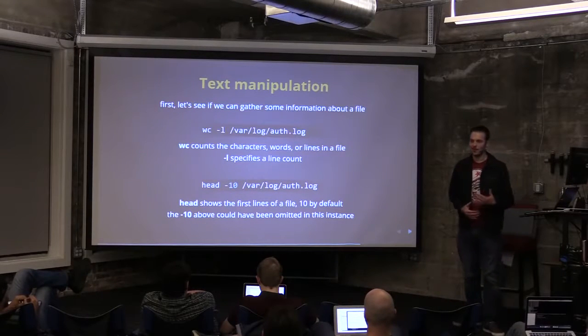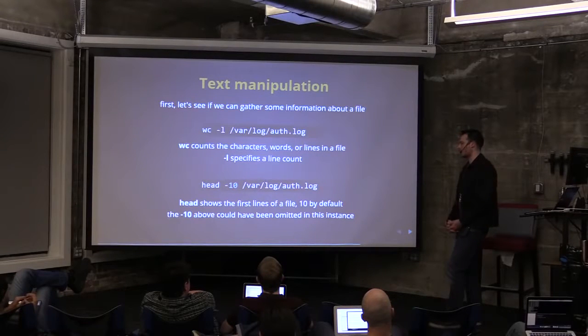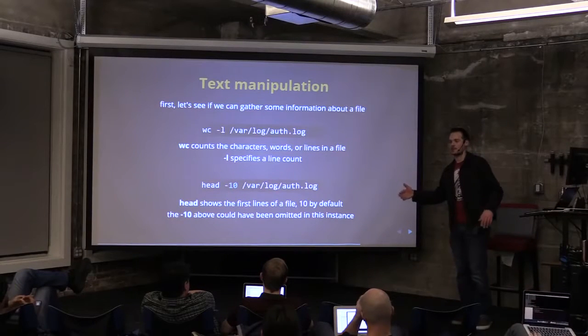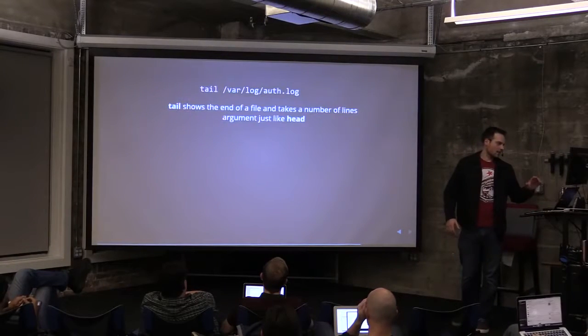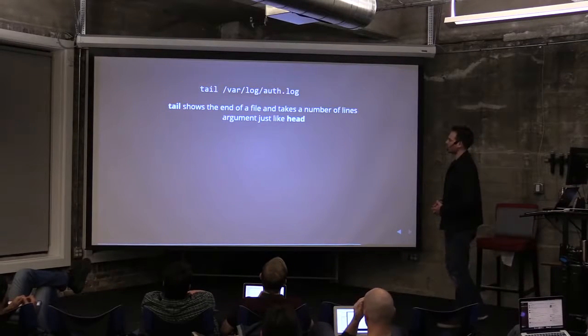Head shows you the very beginning of a file. So if you want to know what the first 10 things were in that log, you actually don't have to type head -10 because 10 is the default, but you could type head -50 or head -100 or head -5, and it'll show you that many lines of this file. Head has a complement called tail. Tail shows you the last n lines of a file.